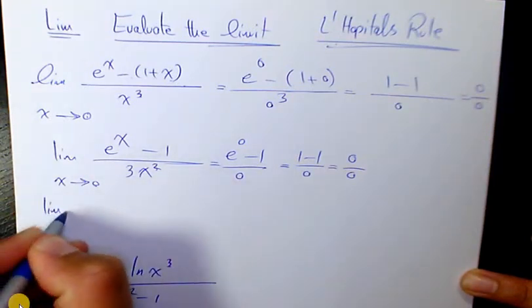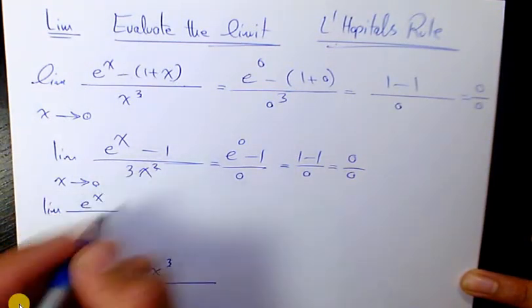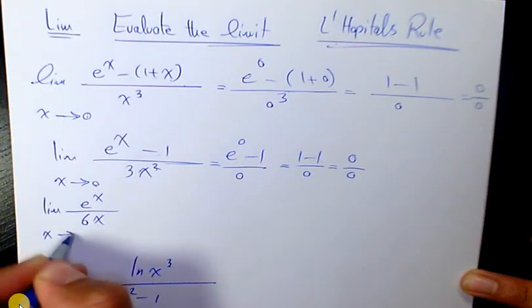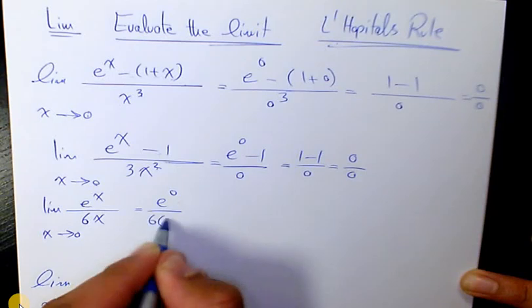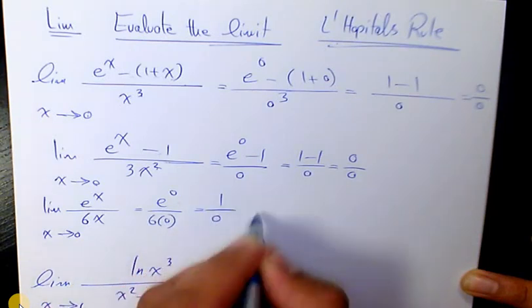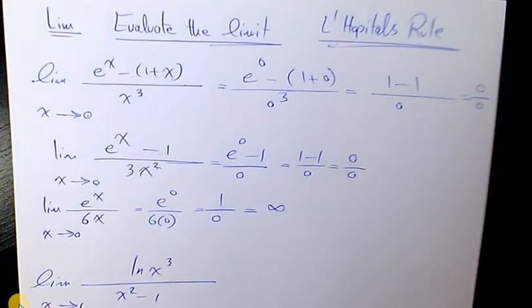The derivative is going to be e^x over 6x. When x is approaching 0, it's going to be e^0 over 6 times 0. That's going to be 1 over 0, which is going to be infinity. Next example.